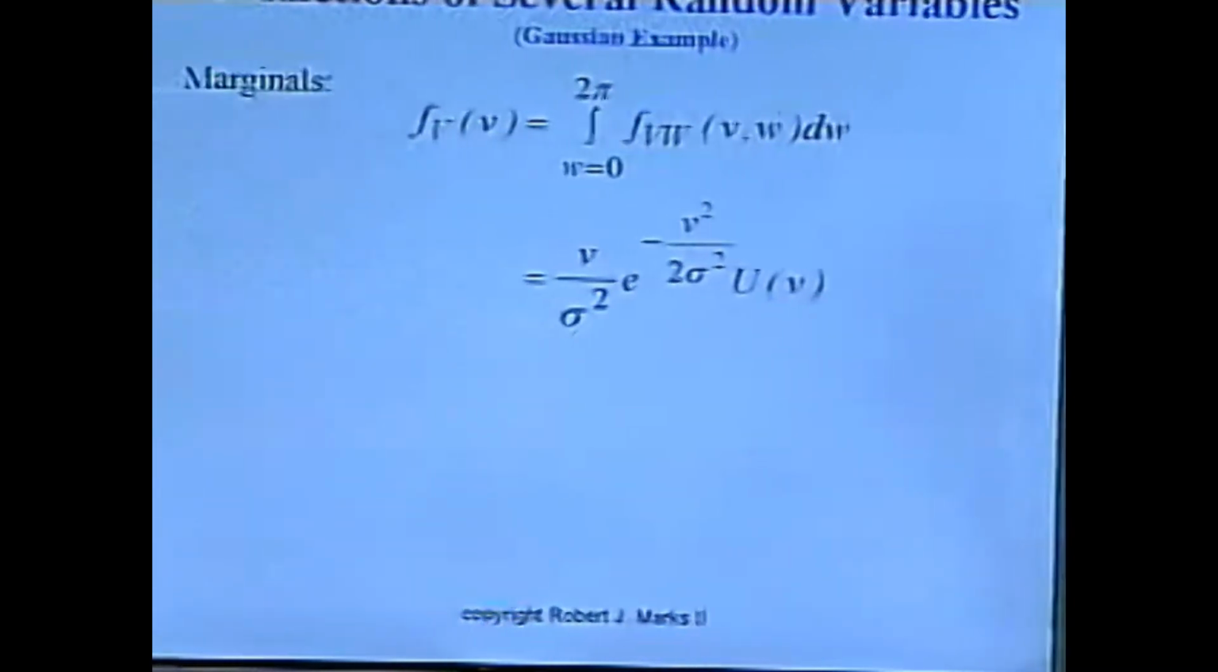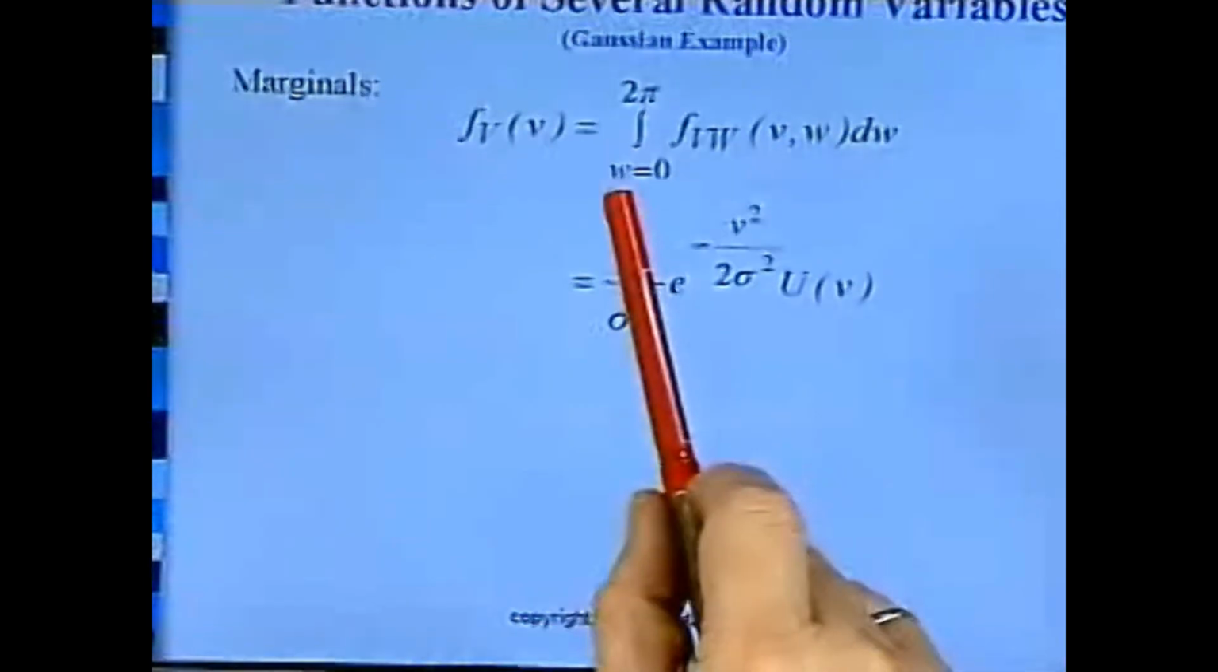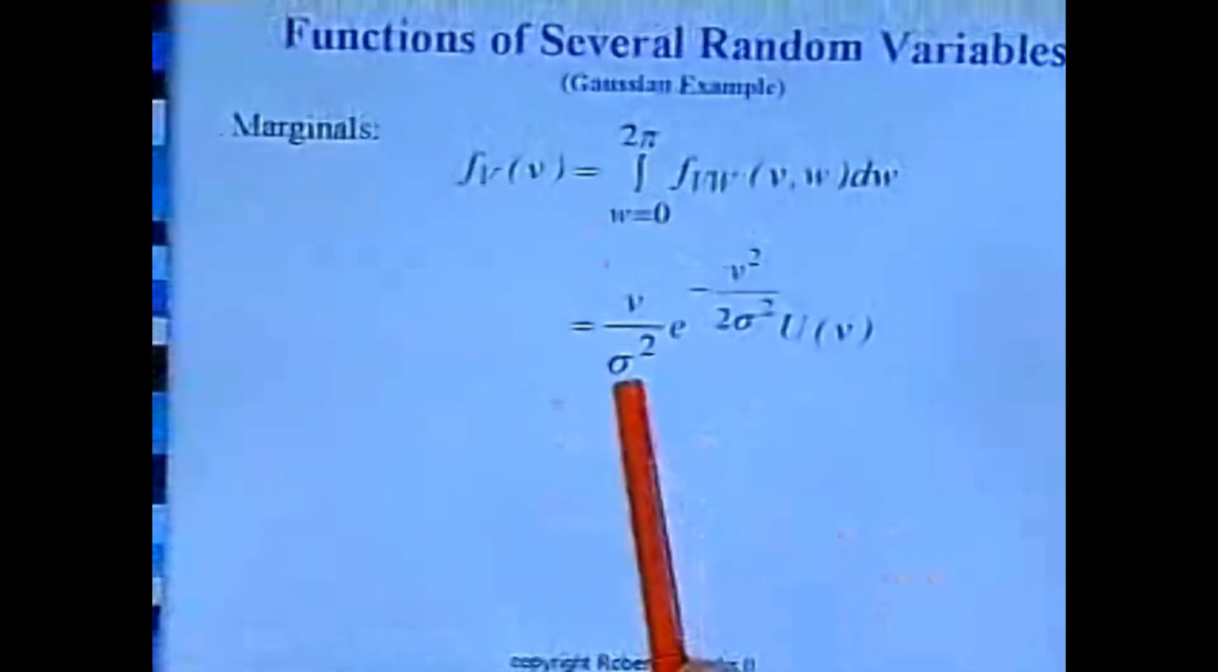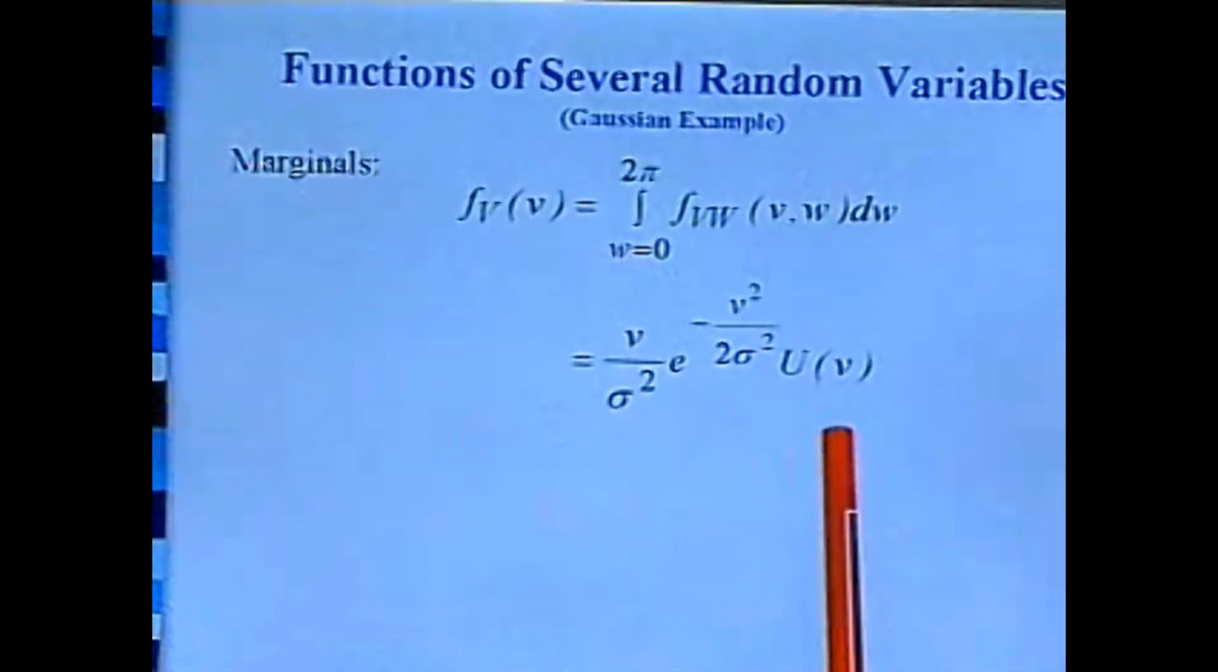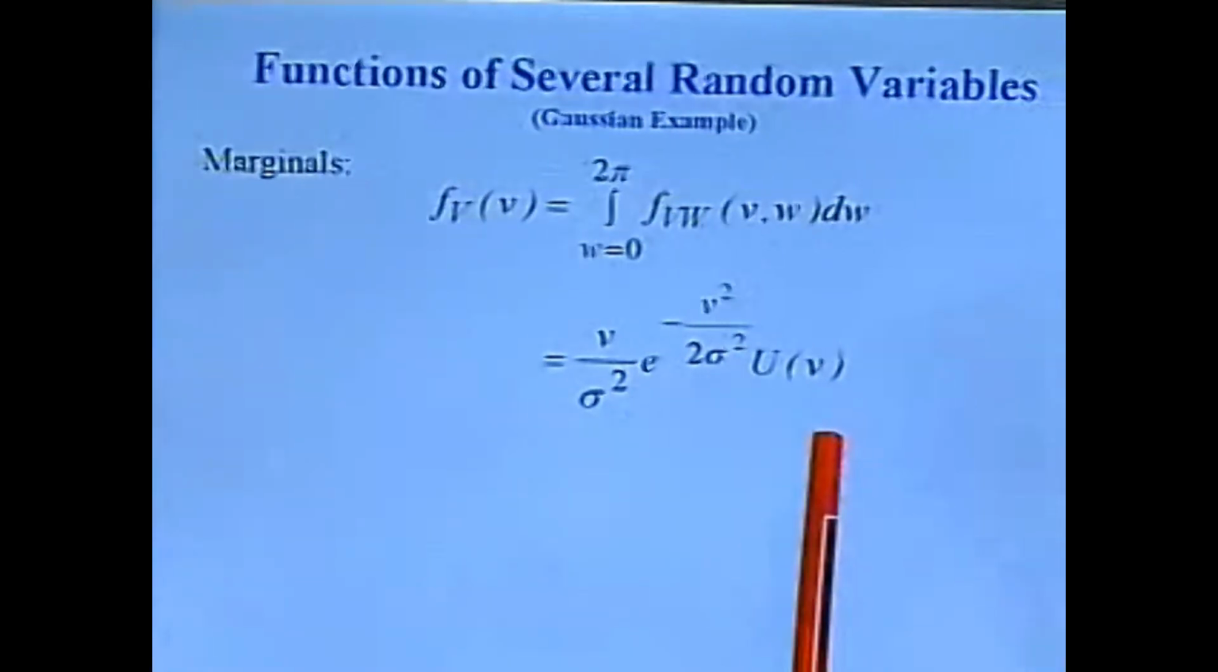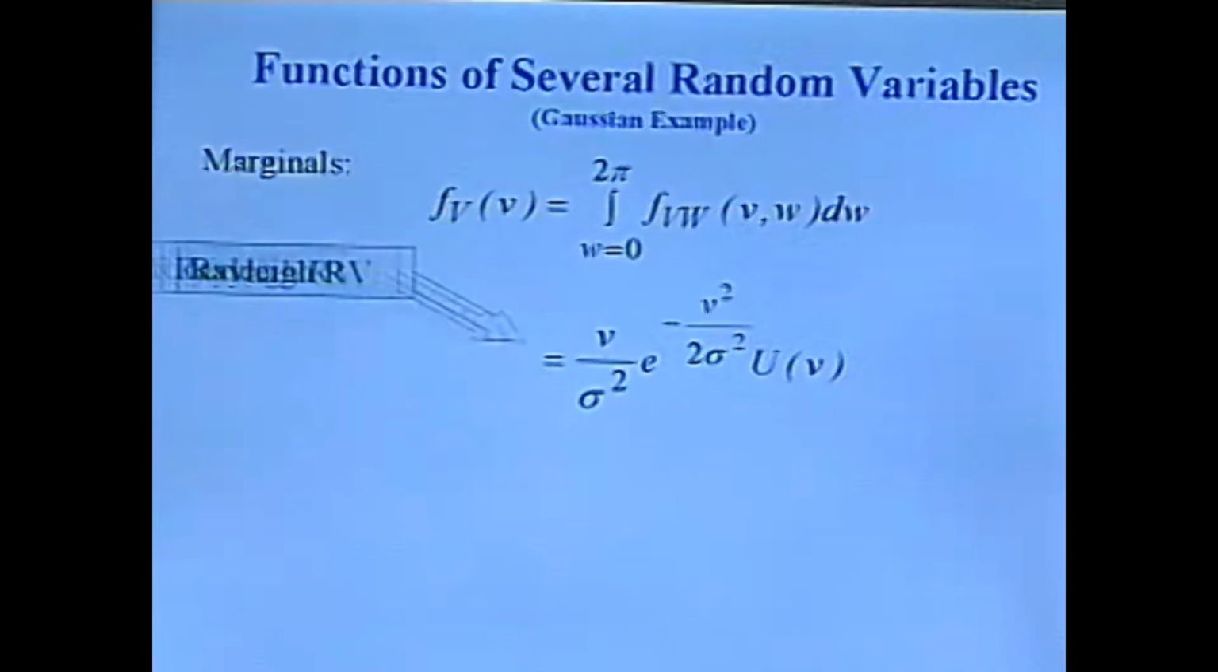Well, let's first of all integrate out the w, integrate out the angle. We integrate from 0 to 2 pi, and we obtain this as the corresponding marginal for the speed. This is the magnitude of the polar coordinate. This turns out to be something referred to as a Rayleigh random variable. And indeed, the distribution of the speed in a gas is a Rayleigh random variable.